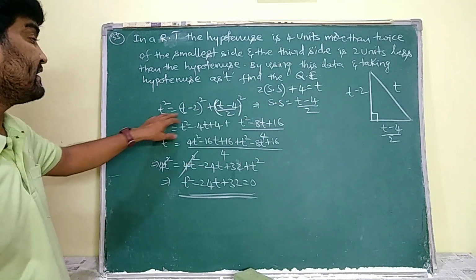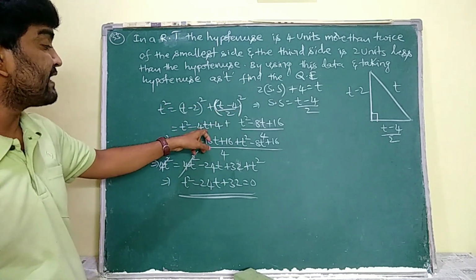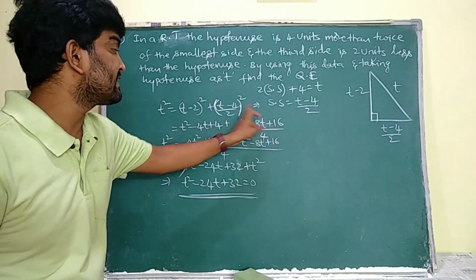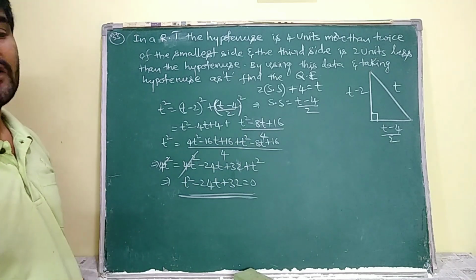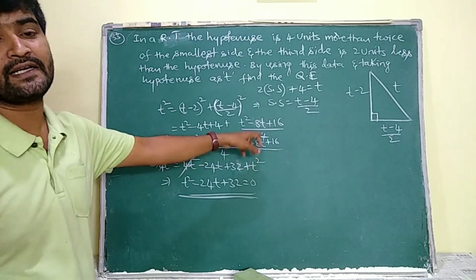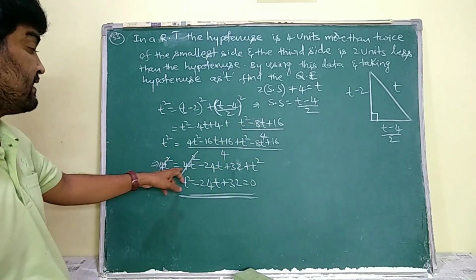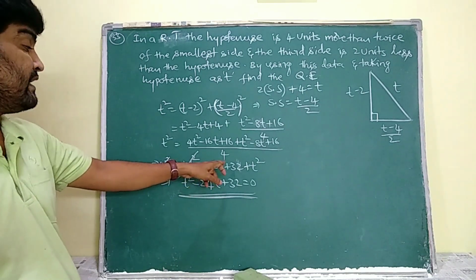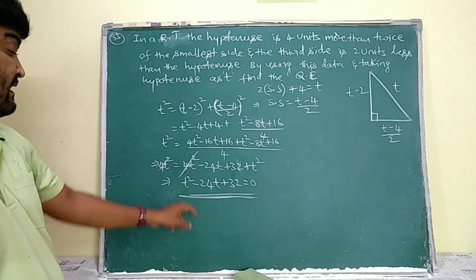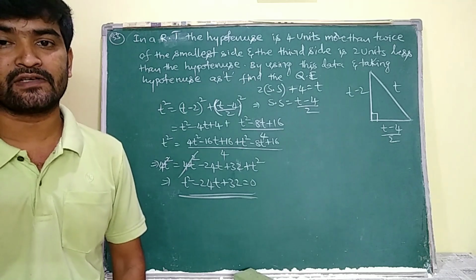So hypotenuse square is equal to side square plus side square. So (t - 2) whole square means t square minus 4t plus 4. (t - 4) whole square means t square minus 8t plus 16. 2 square means 4. Take out the LCM here. Then 4t square minus 16t plus 16 plus t square minus 8t plus 16. By 4, send this 4. Then 4t square is equal to 4t square minus 24t plus 32 plus t square. 4t square and 4t square are going to be cancelled. And t square minus 24t plus 32 is our required quadratic equation.